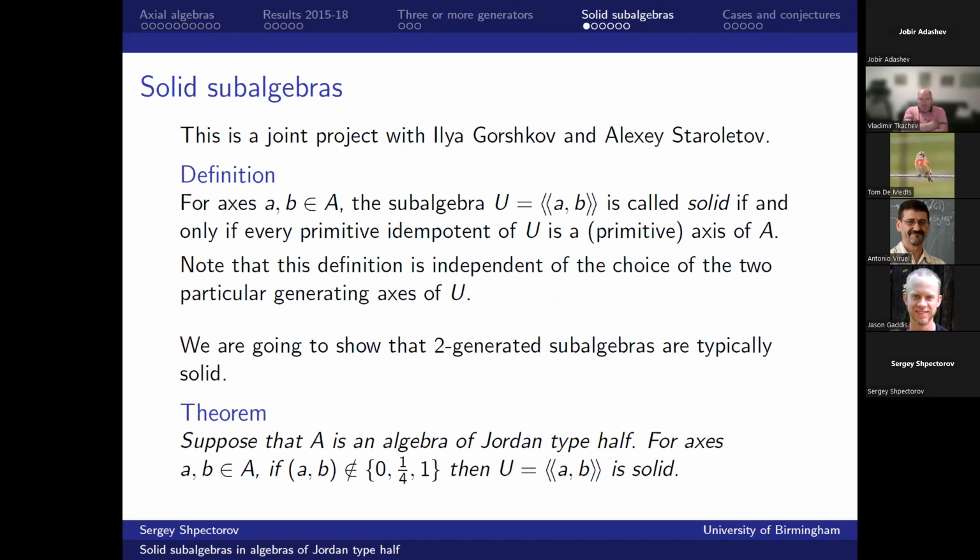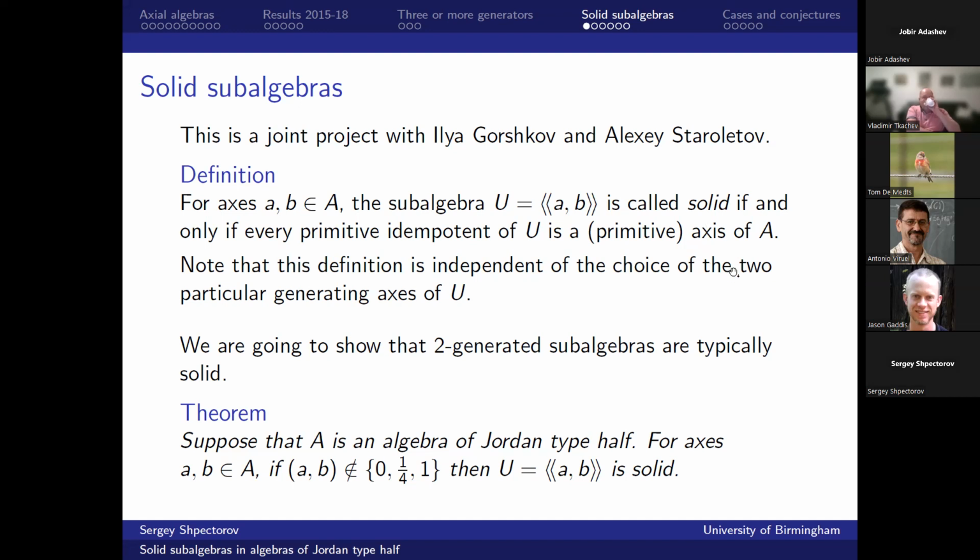Right, finally, I arrive at the main topic of my talk, solid subalgebras. This is a joint project with Ilya Gorshkov and Alexey Staroletov from Novosibirsk. We had the first ideas already quite long ago, and this was discussed a couple of years ago at a workshop in Birmingham. But we tried to generalize this to the best possible result, and I think we finally have it. So hopefully the draft will be finished in a few weeks. But at the moment, it's still a paper in preparation.